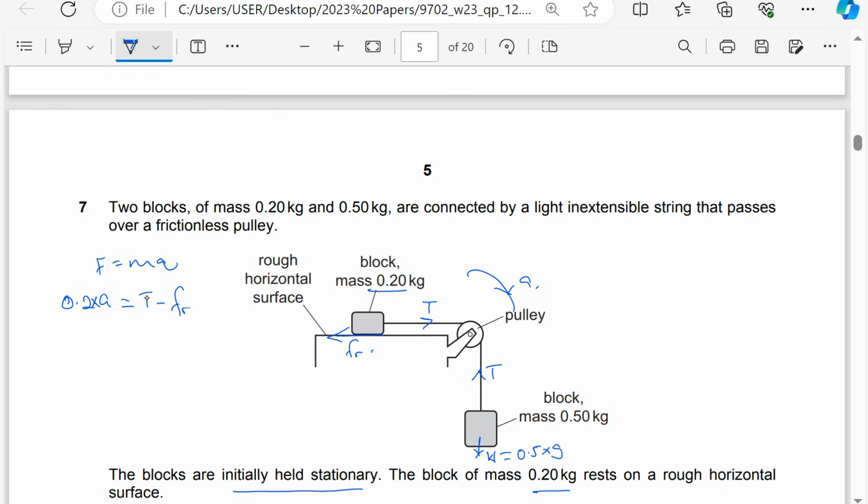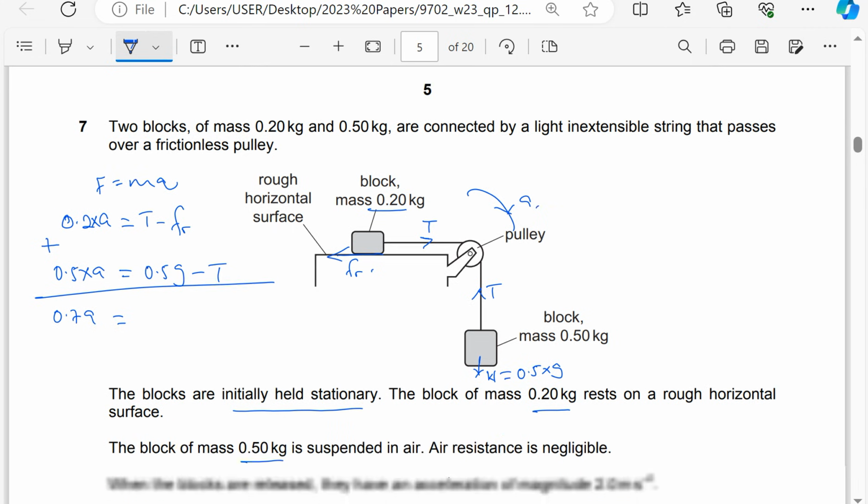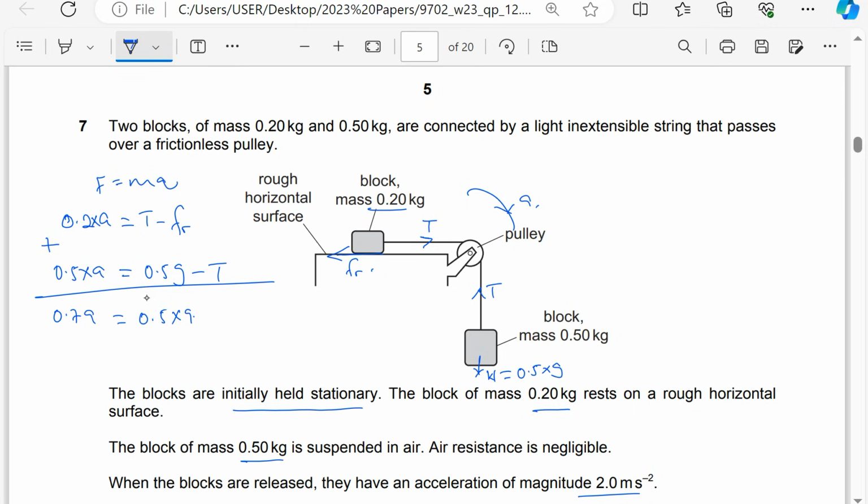If I consider the block of 0.5, the resultant force is mass times the acceleration, which is the same a. Then the resultant force is the weight downwards minus the tension upwards. So this is 0.5 g minus T. I'm going to add the two equations. When I add the two equations, here I have 0.2 plus 0.5, which is 0.7 a. Then T plus negative T cancels out. So this is going to be 0.5 g, which is 9.81, plus negative frictional force Fr.